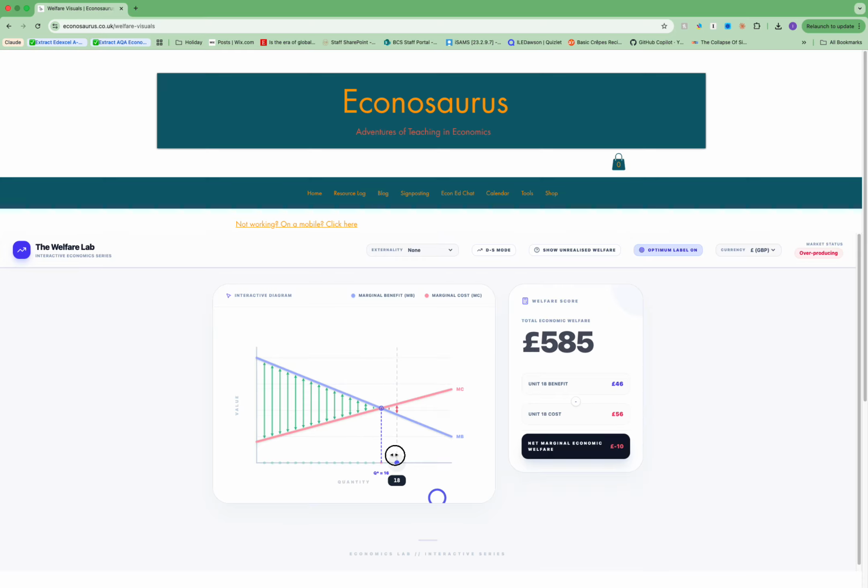And after this point, my total economic welfare starts to fall, and you'll notice that these arrows are red. That's to help show you that the additional cost of those units is greater than the additional benefit we receive from them, therefore they're giving us some negative welfare.